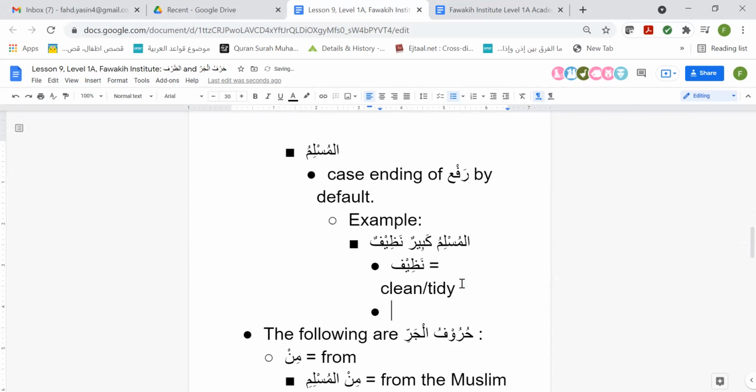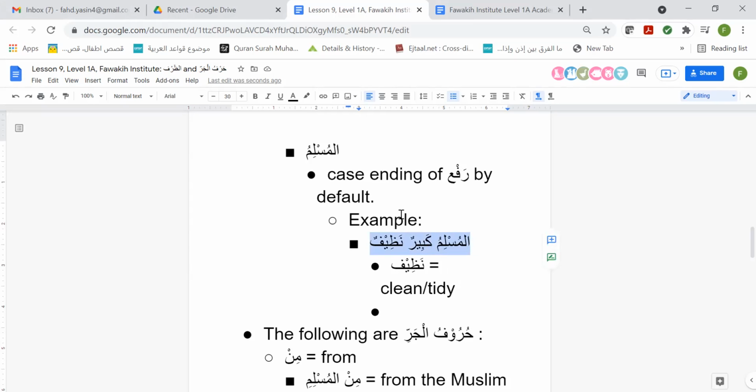So, this is actually a good test of your knowledge here. Does anyone want to try this out? We have limited time, but I want to see if you can. This is a combination of 2 different grammar lessons that we've already covered. Does anyone want to try translating al-Muslimu kabirun nadhifun?